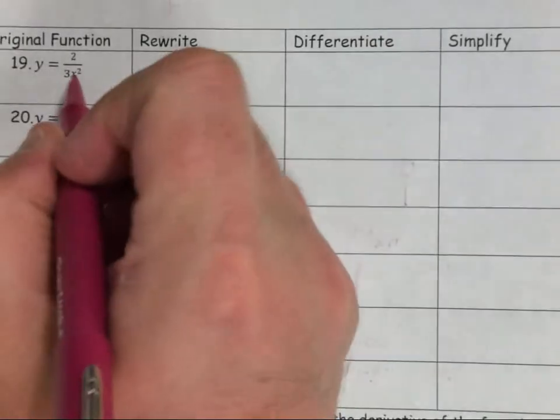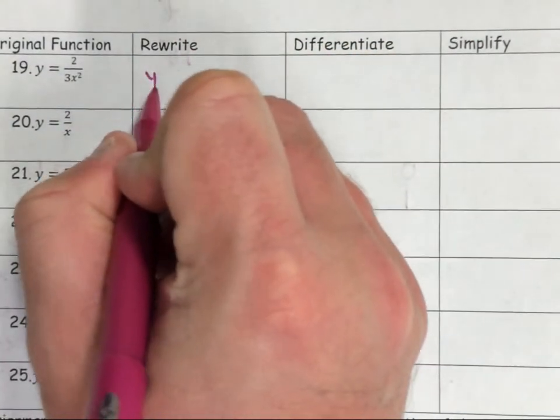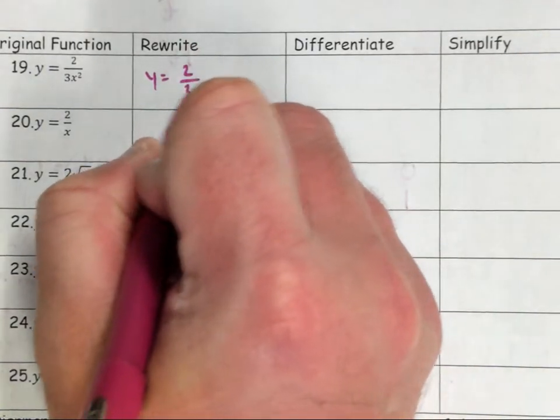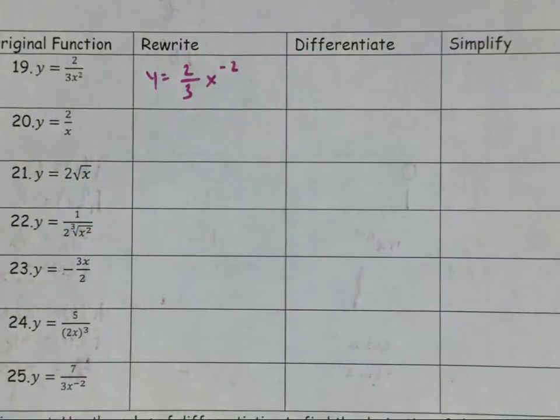How can I rewrite this x to be, just so I can work with it, out of the denominator? It would be 2/3 what? X to the negative 2. Do you see how I rewrote that? 2/3 x to the negative 2. When it's in that format, that's when you can bring it down and multiply like that, okay?